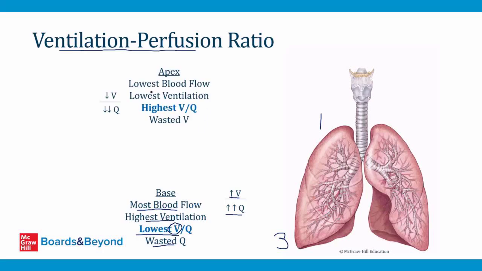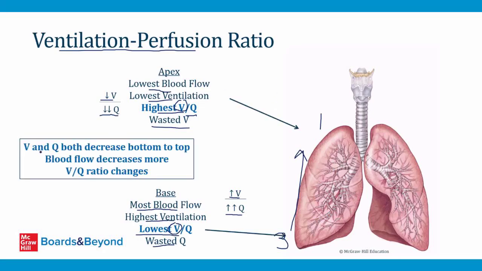In zone 1, up at the apex, you have the lowest blood flow and the lowest ventilation, but the highest VQ, and that's because the decrease in blood flow is much greater than the decrease in ventilation that you see in going from the base all the way up to the apex. So at the apex of the lung, what you have is wasted ventilation. Basically, you're overventilating the lung tissue more than you need to in order to oxygenate this blood, and that's an inefficient form of ventilation. So the take-home points here are that V and Q both decrease as you go from bottom to top, in other words, base to apex, but blood flow decreases more, and this causes the VQ ratio to change such that it's lowest down at the bottom and highest up at the top.